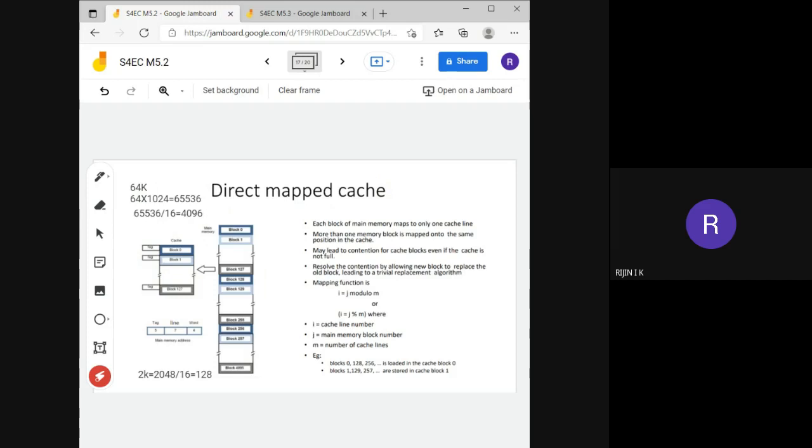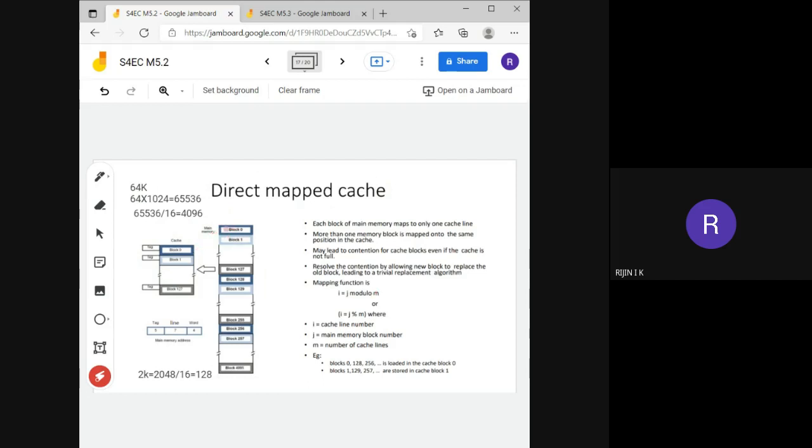Here in direct mapping, we can see each block of main memory maps to only one cache line. That means block 0 will map to cache block 0, and block 1 will map to cache block 1. Block 0 won't map to any other.